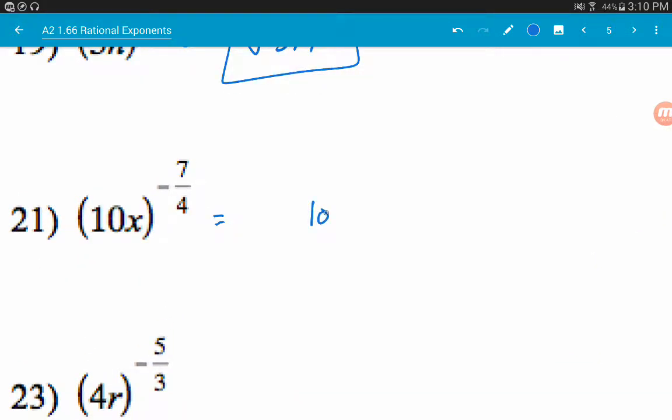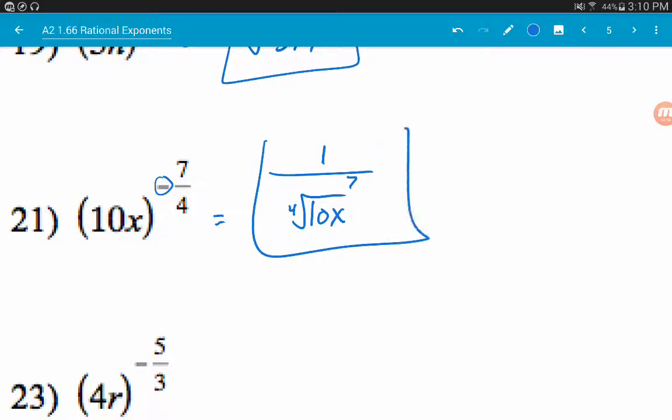So I've got 10x underneath the 4th root raised to the 7th power, and then the negative sign tells me to put a 1 over the whole thing. Now this is in the denominator of a fraction.